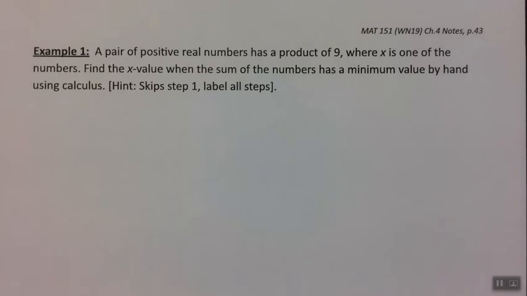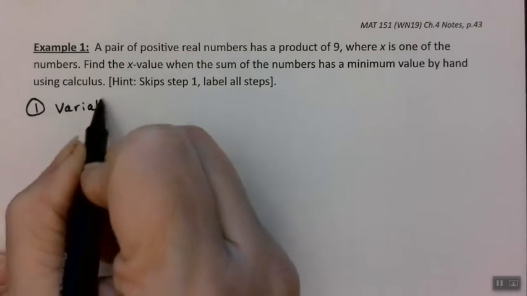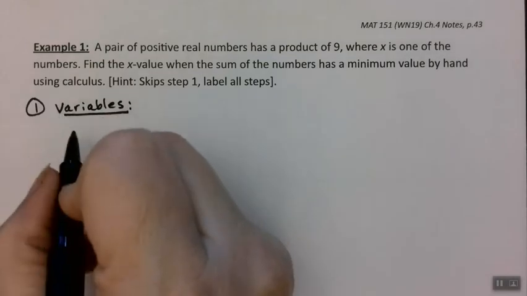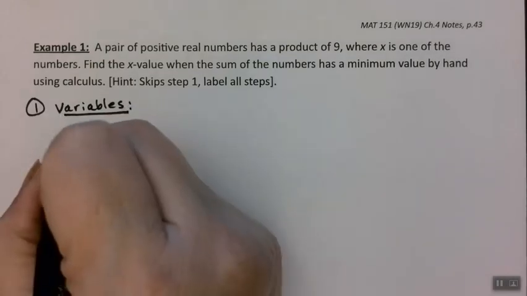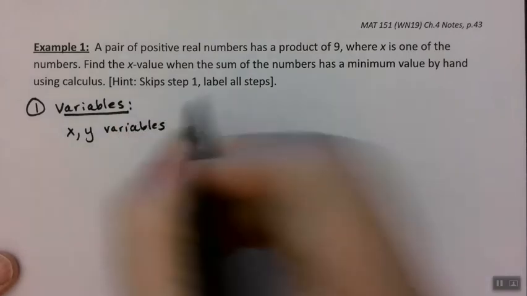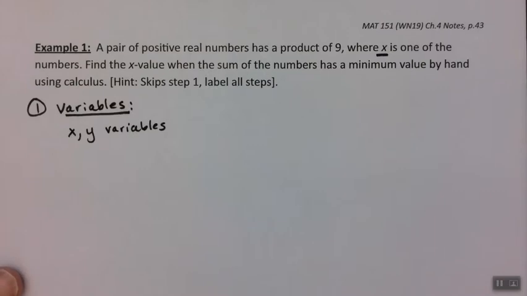Okay, so my first mission, step 1, is to find the variables. There's no diagram on this one, so it says skip step 1, but I'm not going to. I'm actually just going to label my variables. So my variables are x and y. There they are. You can name them whatever you want, but I said x had to be one of them, so y just makes sense for the second one.